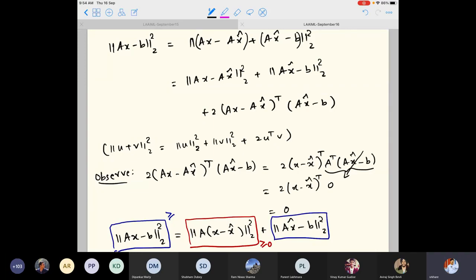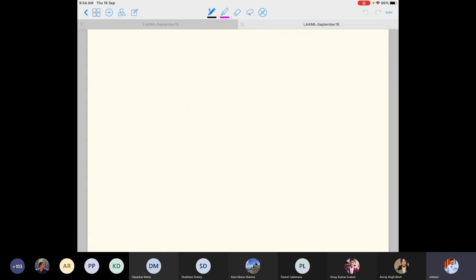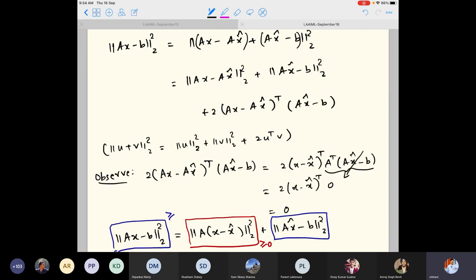So wherever the minimum is achieved, the equality is achieved, you should have this A times x minus x hat is 0, and because A has linearly independent columns, you will conclude that x is equal to x hat, right? So the minimum value is actually achieved when you have x equal to x hat. So that's unique. There is no other value of x that will come, because of linear independence of columns of A, right? So this is another way, an algebraic way.